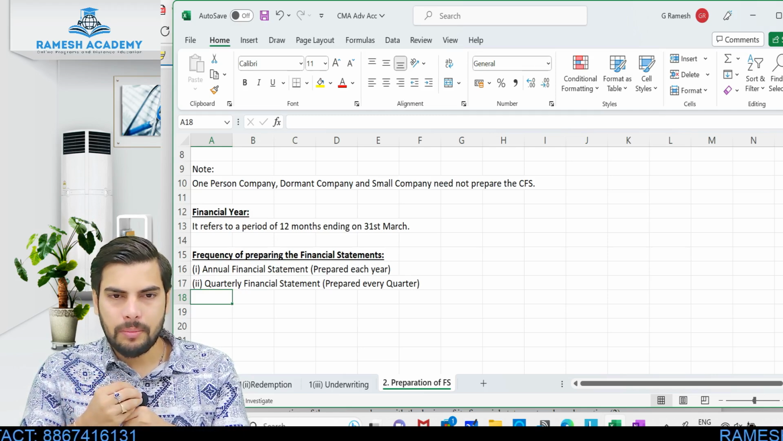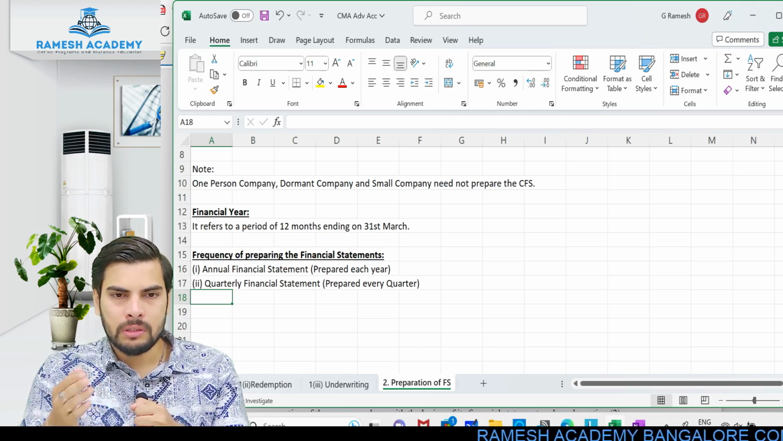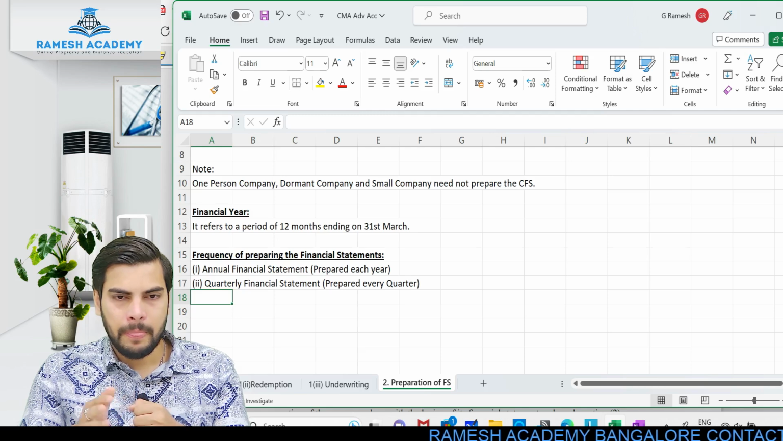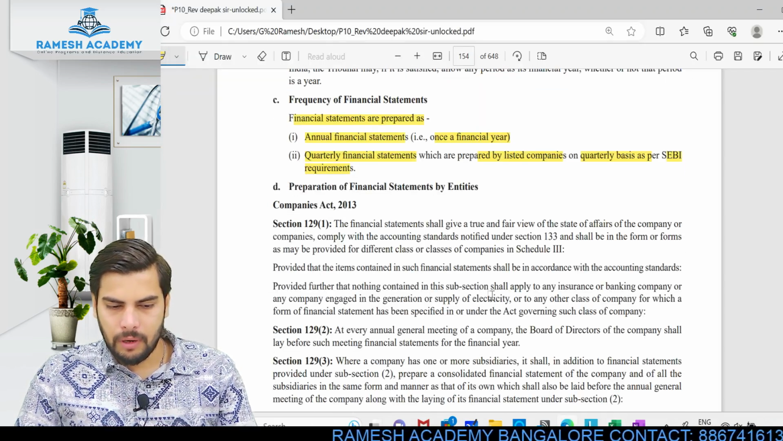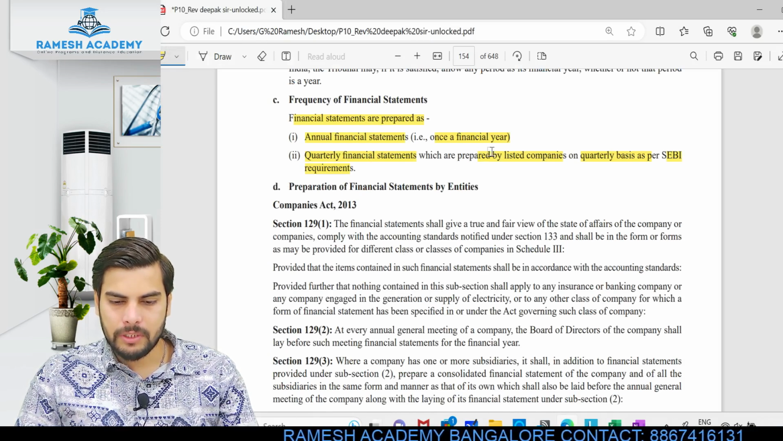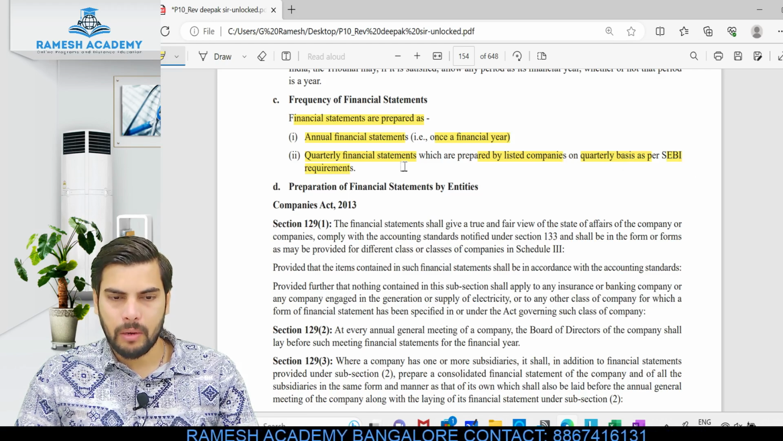So as per SEBI regulation, every listed company will have to prepare the financial statement on a quarterly basis. That is, each and every quarter they will have to prepare the financial statement and submit it to SEBI. Clear? Okay, that is what has been given over here. Look at this: quarterly financial statement, which is prepared by the listed company on a quarterly basis as per SEBI requirement.